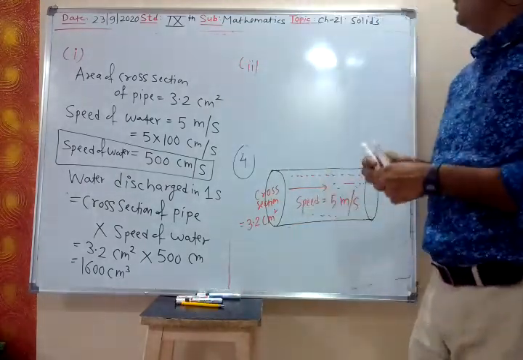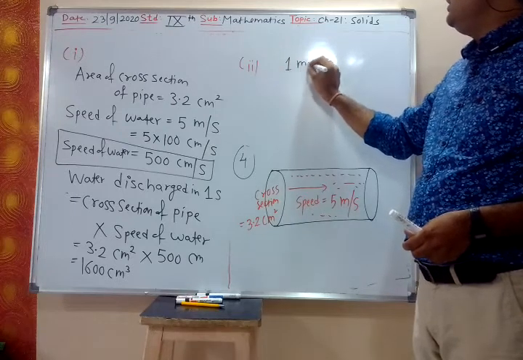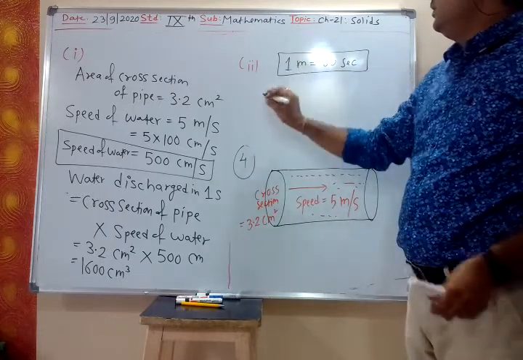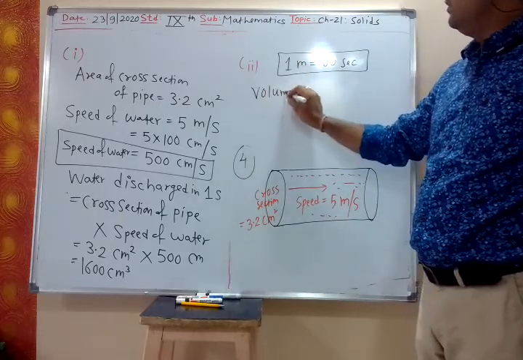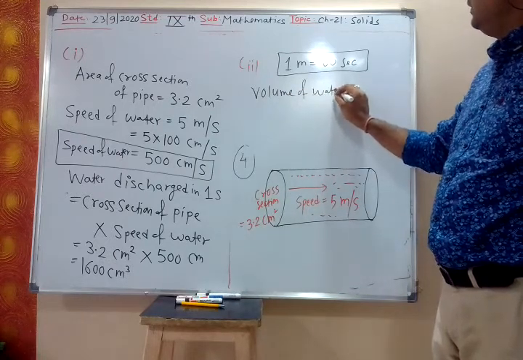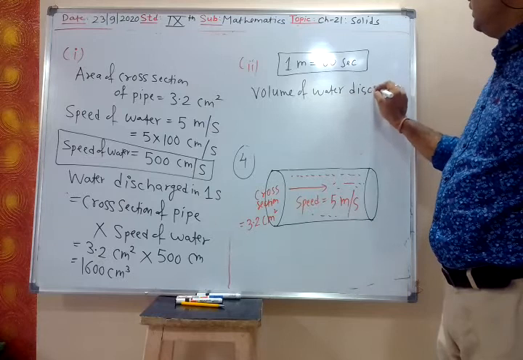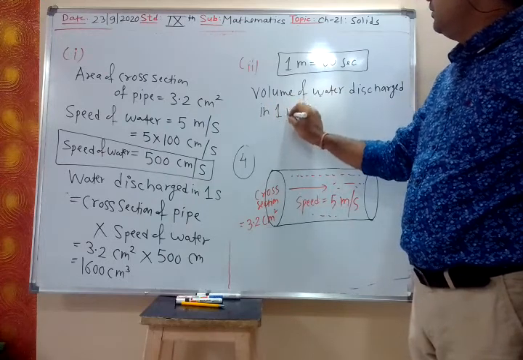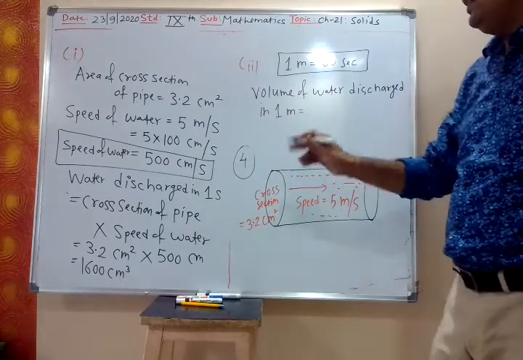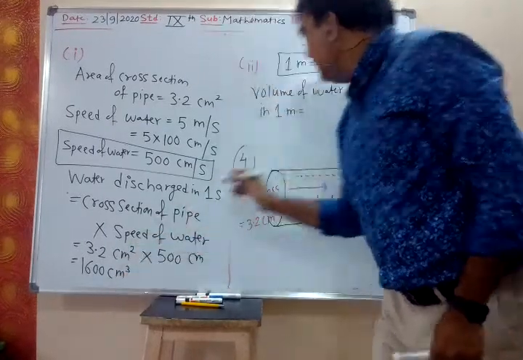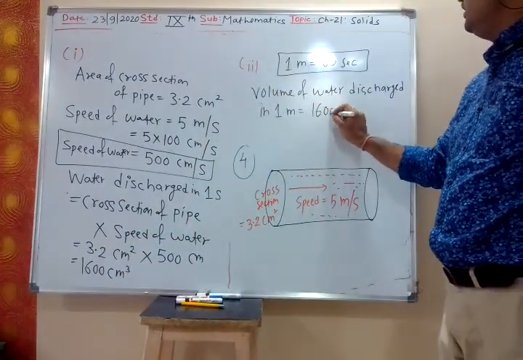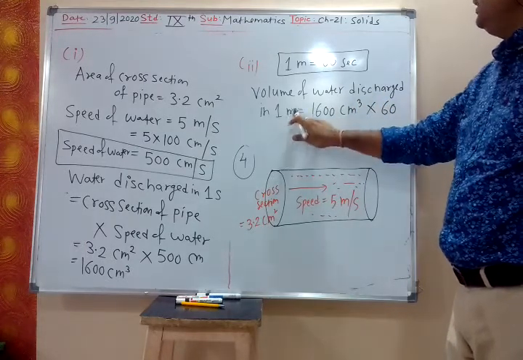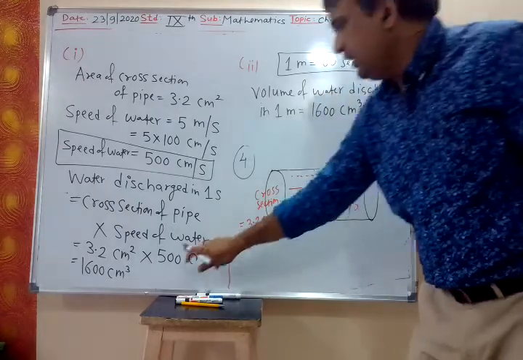Now see, as we know, 1 minute is equal to 60 seconds. Yes or no? 1 minute is equal to 60 seconds. So now we write volume of water discharge in 1 minute. Yes. In 1 second, how much is that? 1600 centimeter cube into 60, because 1 minute is equal to 60 seconds, and in 1 second how much water is there?